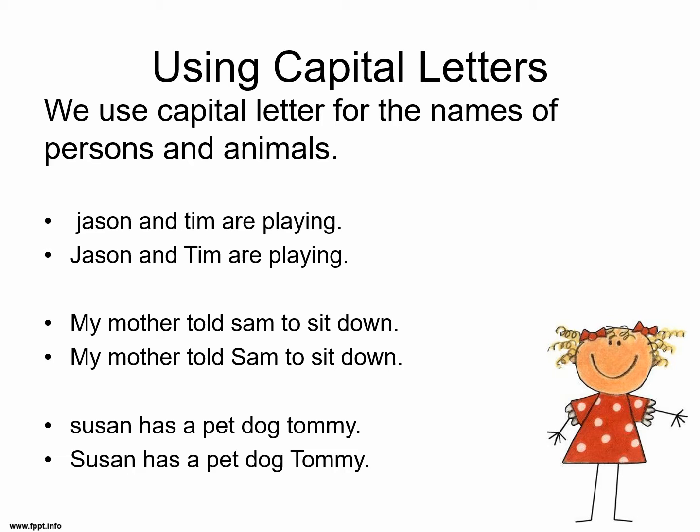Let's focus on the sentences. Jason and Tim are playing. In the sentence that would have been rewritten, there's a capital J for Jason and there's a capital T for Tim. Why? Because Jason is a person and Tim is also a person.